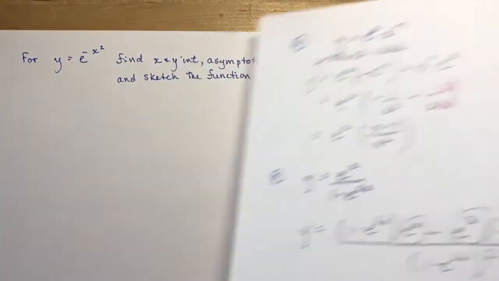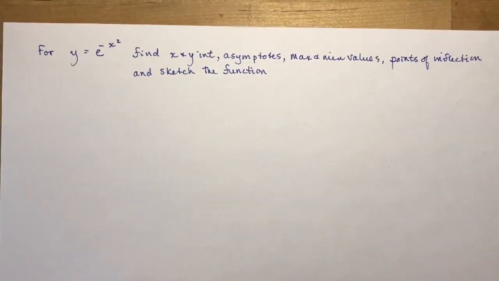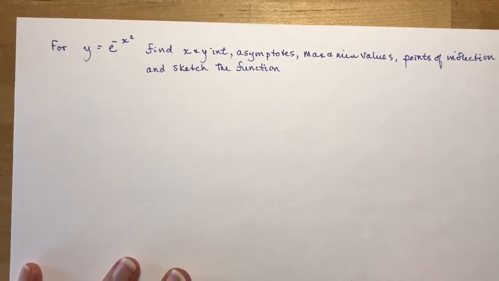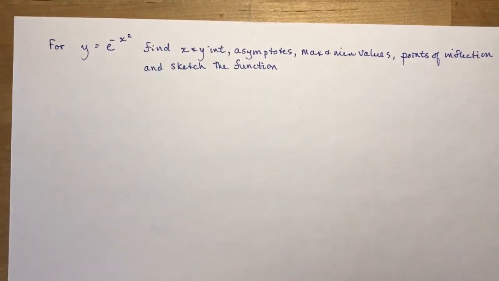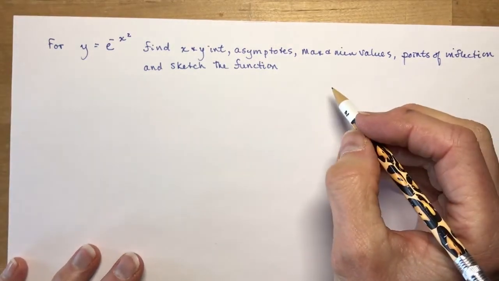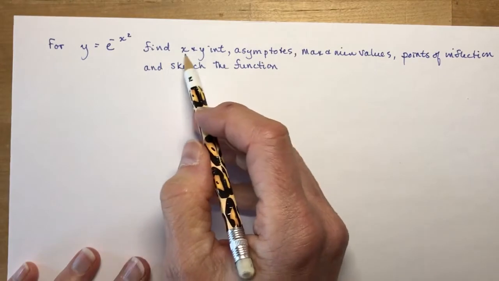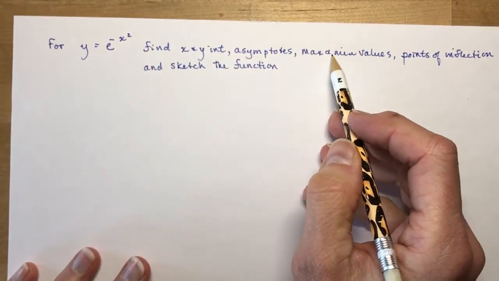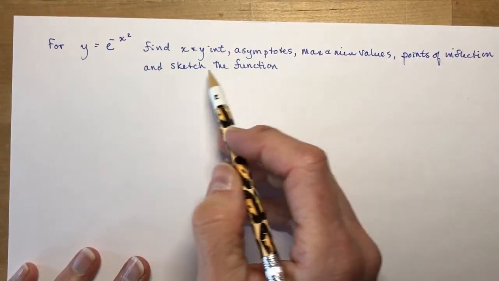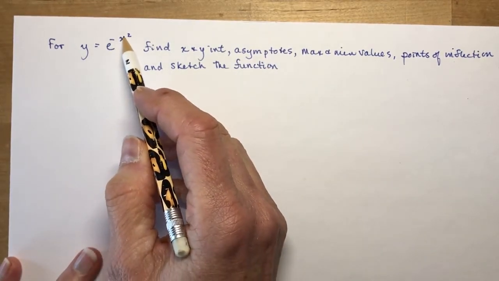Okay, so the last question I'm going to do is going to be an analysis of curve sketching of this function e to the negative x squared. So if you haven't done curve sketching, at least follow the rules for the derivatives, and then you might need to come back to this later when you've done curve sketching of chapter 4. Okay, so I said find the x and y intercepts, asymptotes, max and minimum values, points of inflection, and sketch the function of y equals e to the minus x squared.